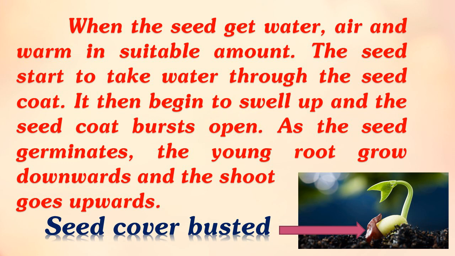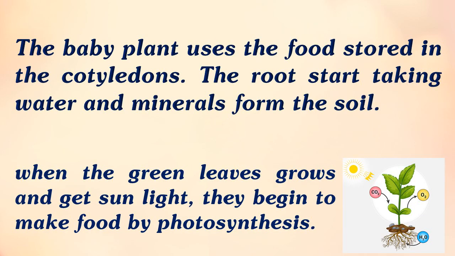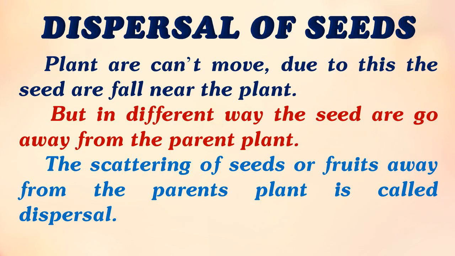In this figure, you can see how the seed coat breaks at the time of germination. The baby plant uses the food stored in the cotyledon. The root starts taking water and minerals from the soil. When the green leaf grows, it gets the sunlight and begins to make its food with the help of photosynthesis. Next is our dispersal of seed.